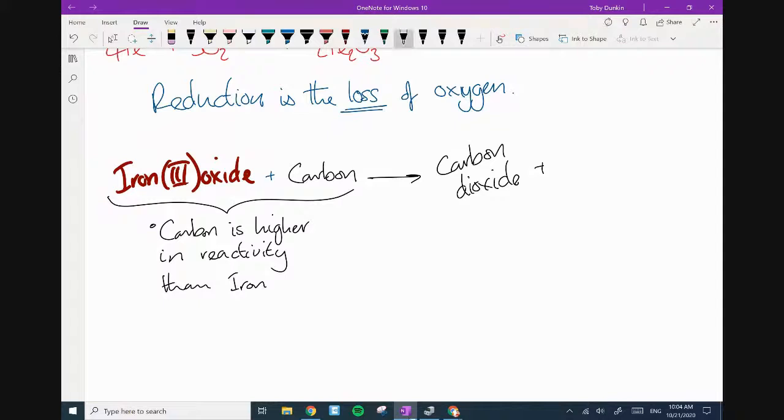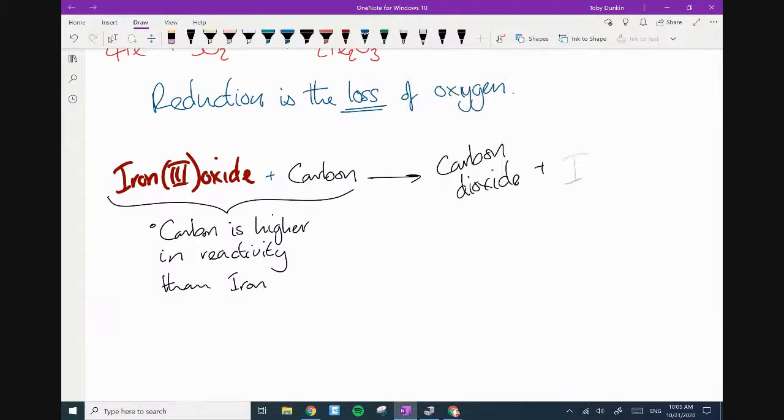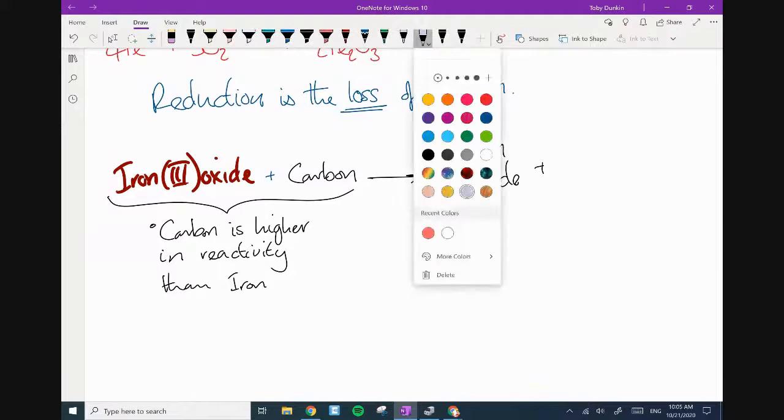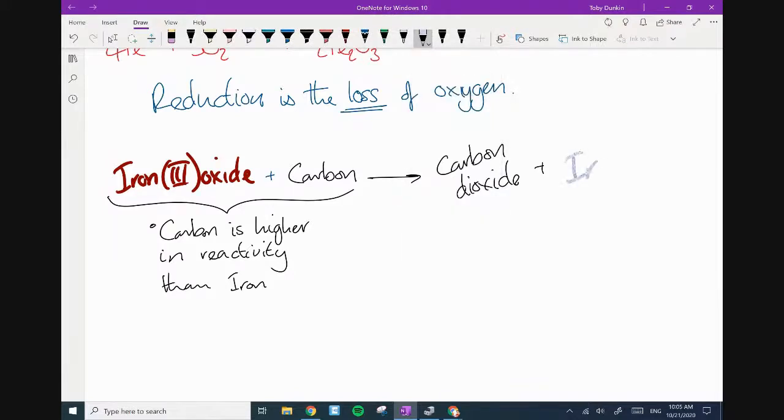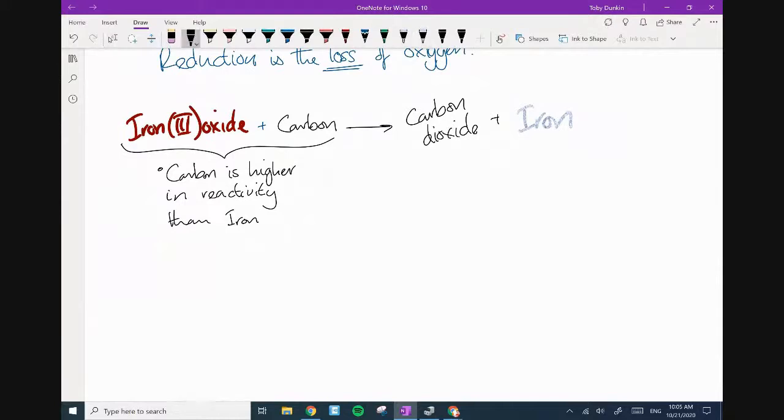Let's do that in silver. Gotta love a good silver. I've got 3 pens here, which I haven't colored. Iron. Oh, let's do that. Look at that, it even looks shiny. Shiny iron. It's got iron out. There we go. I like it. Let's look at this as an equation. Fe2O3 plus carbon goes to carbon dioxide and iron.